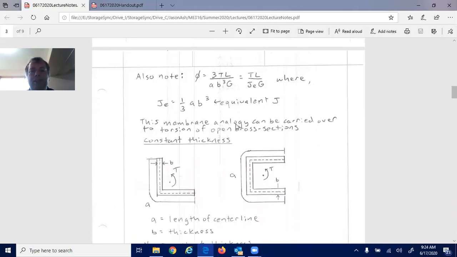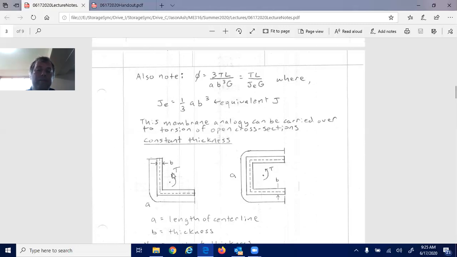But this membrane analogy can be carried over to torsion of open cross sections then. It doesn't matter that it's not a complete rectangle. When you are dealing with a thin structure that can wrap around however, you can still view that as one big rectangle. And so from that definition then for this angle iron, A would be the entire length of the center line, and B would be the thickness. And we're basically just stretching that out to form a rectangle at that point.